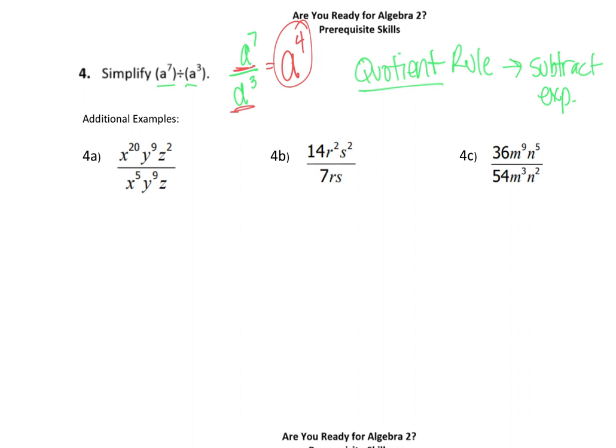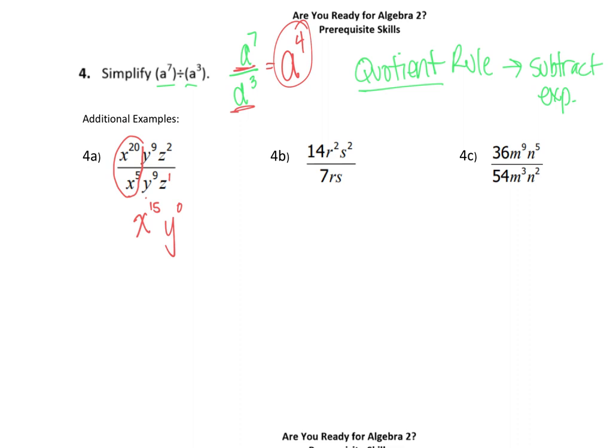On 4a, you'll see that we're doing that for common like variables. I have x to the 20th, y to the 9th, z squared over x to the 5th, y to the 9th, z. And what's that exponent for z? It's 1. So we're just matching up those common variables. For x, I keep that common base. I write it down once, and I'm going to do 20 minus 5. We're subtracting, so I have x to the 15th. Now look at my y's here. Let's talk about it, and we'll do a little shortcut later. I have 9 minus 9, which is 0.